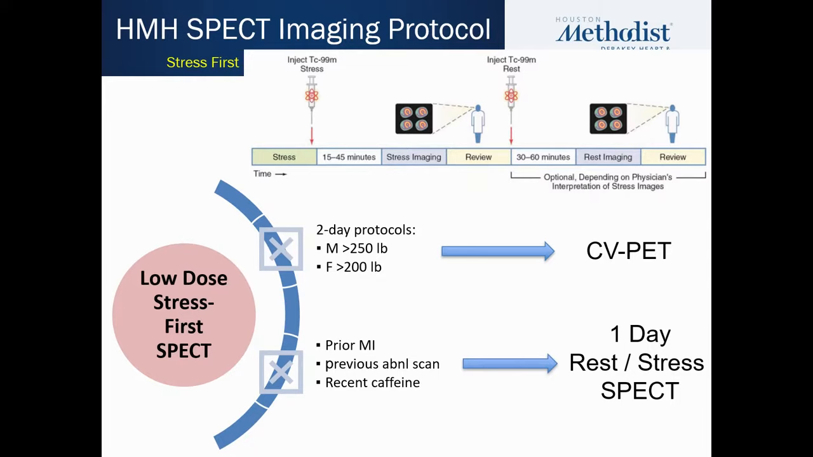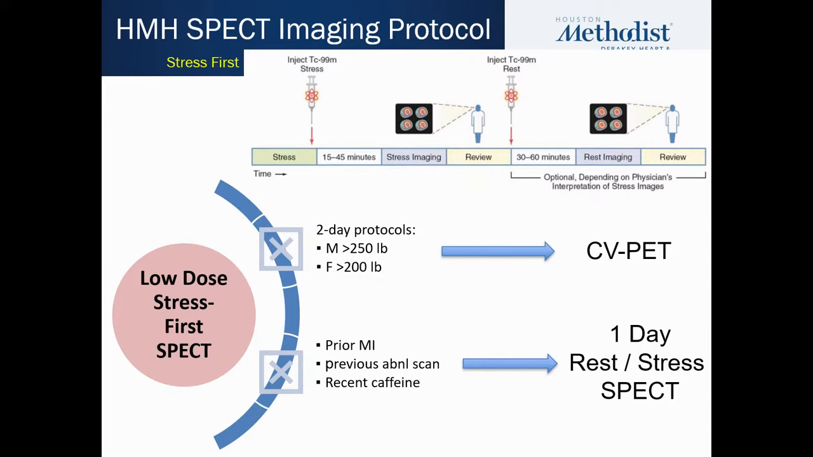However, we do recognize that there are patients that may not fit well in this category. If you have patients who are two-day protocols, who are large, or you expect a lot of breast attenuation, then these are patients who are a priori going to be sent to the PET lab rather than using SPECT imaging. Or if we have a patient with a prior myocardial infarction, or maybe recent caffeine use, even a small amount, these are patients where we'll flip the protocol and begin with rest imaging first, but still do it in one day and try to get the stress done and interpreted on the same day.